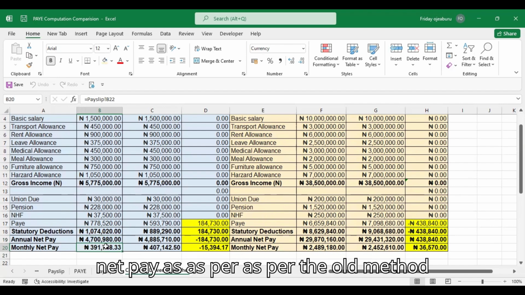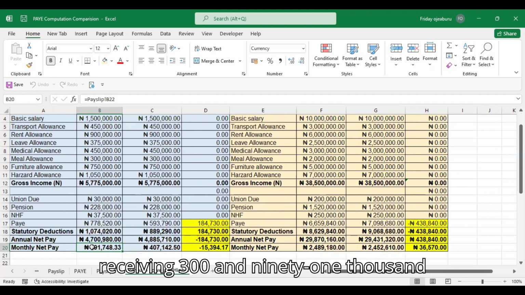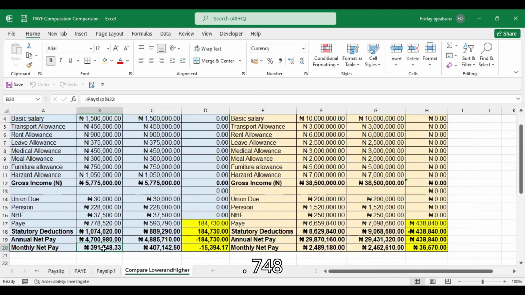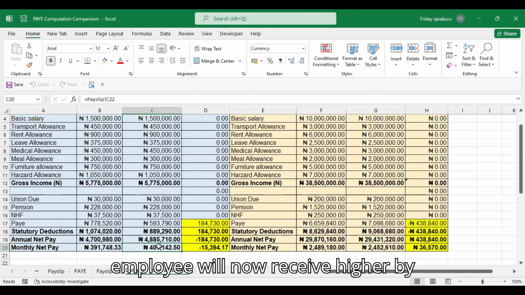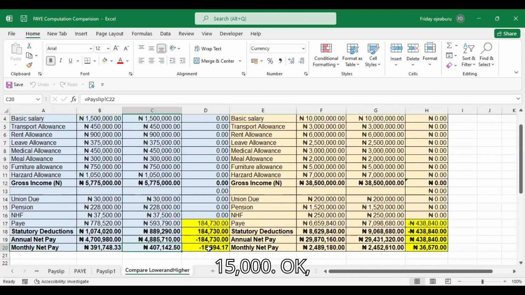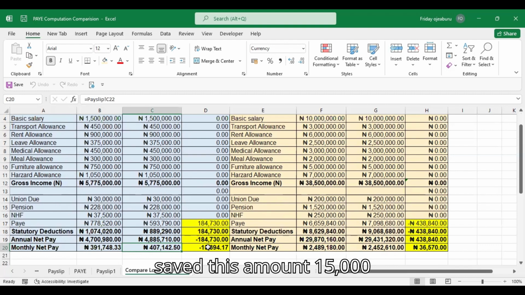As per the old method under the lower income earner, this employee would have been receiving 391,748 naira, 33 kobo. But meanwhile, for this proposed method, the employee will now receive higher by 50,394 naira 70 kobo. Okay, monthly. So it means that this lower income earner would have saved this amount, 50,000 plus, okay, every month.